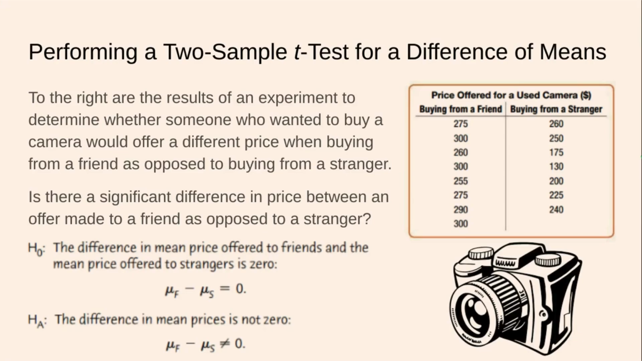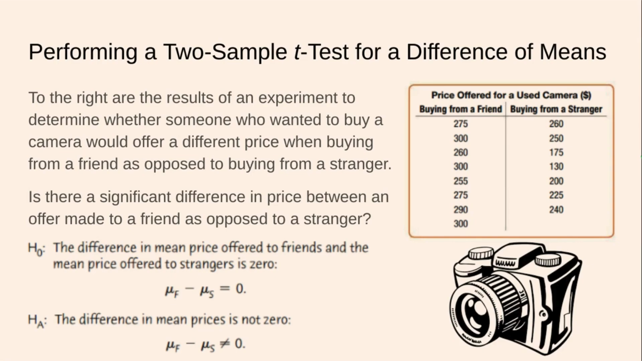Welcome back, AP Statistics. This is Chapter 23, Part 2. We're going to be performing a two-sample t-test for a difference of means. So in our last video, we found two-sample t-intervals for a difference of means. Now we're doing the two-sample t-test.